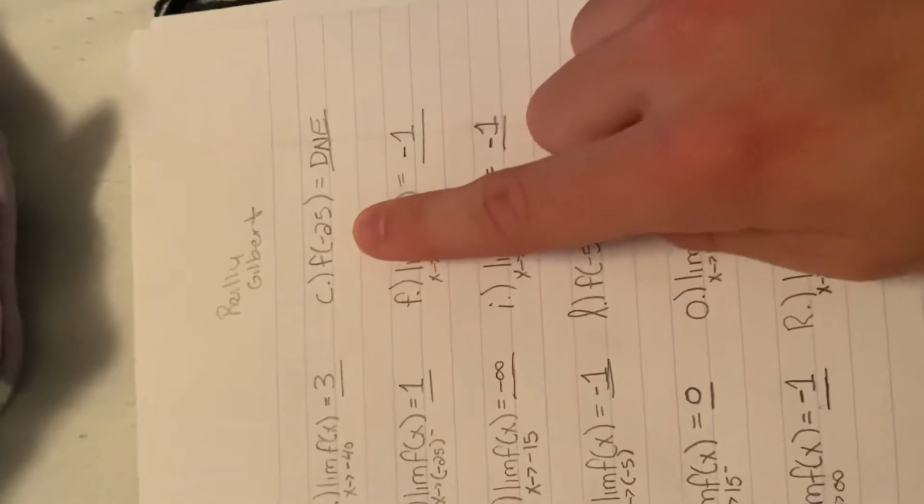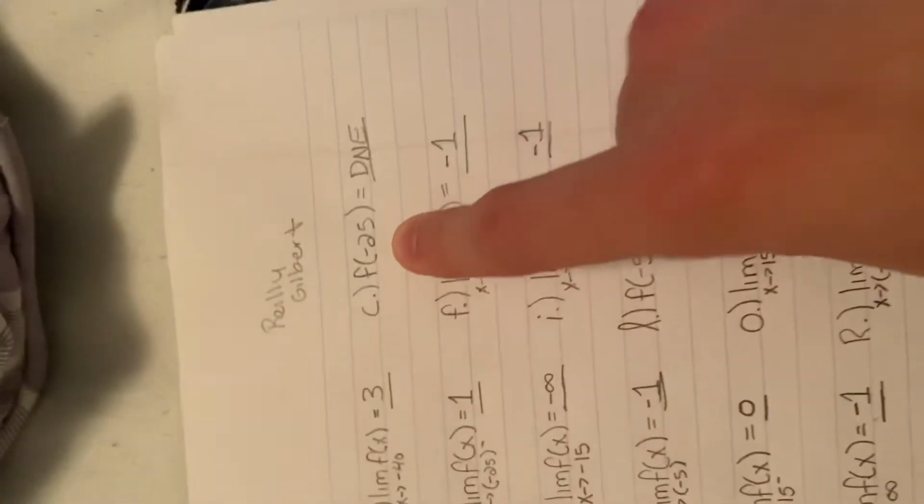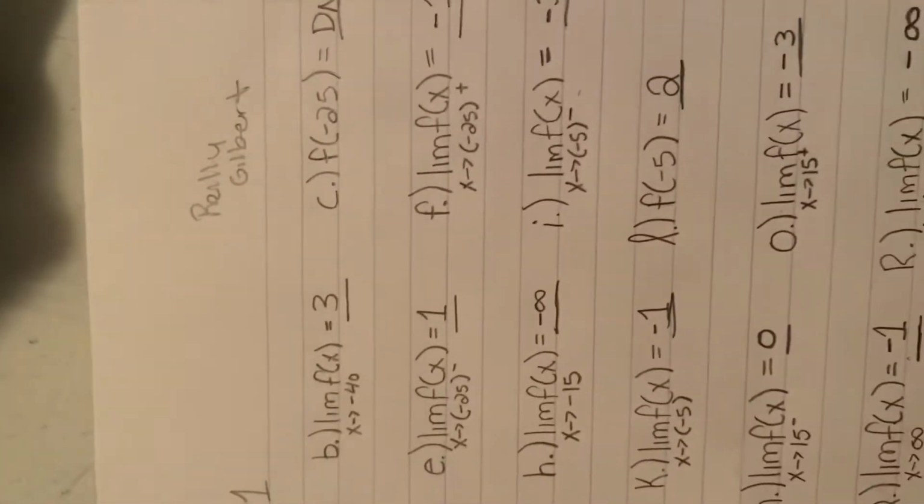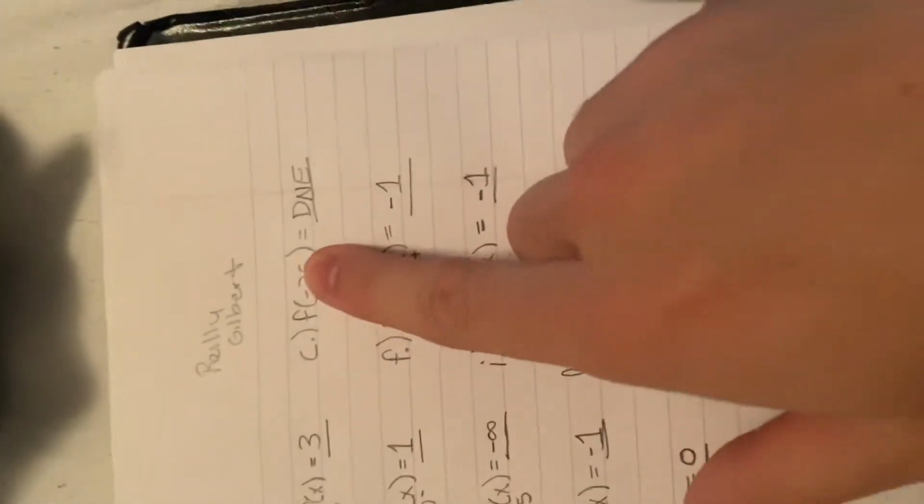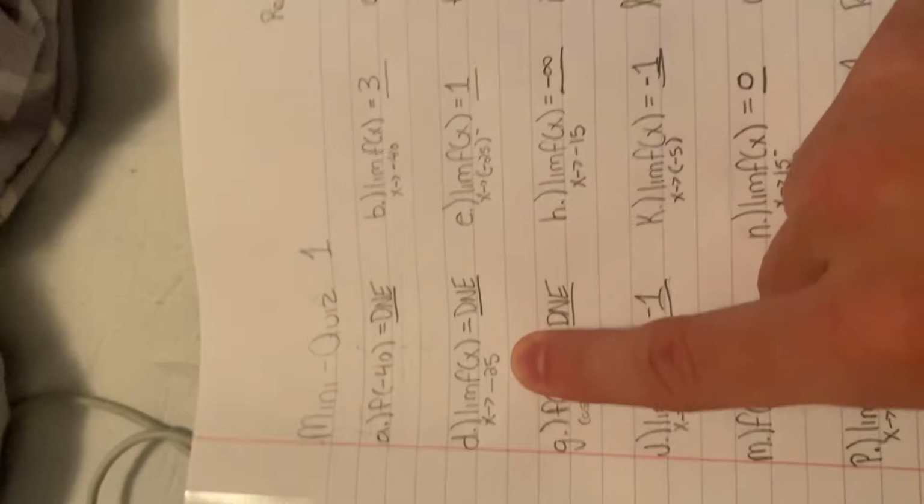For C, -25, it also does not exist. This is for the same reason as A. There's no solid point where x is -25. For D, the limit approaches -25, it does not exist. It's a two-sided limit and they are not equal.